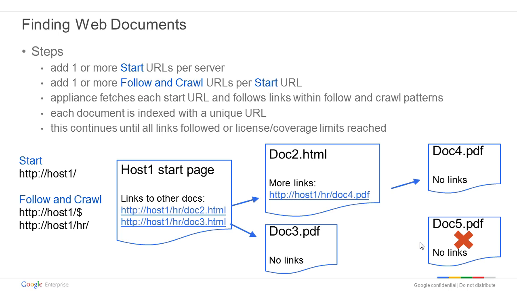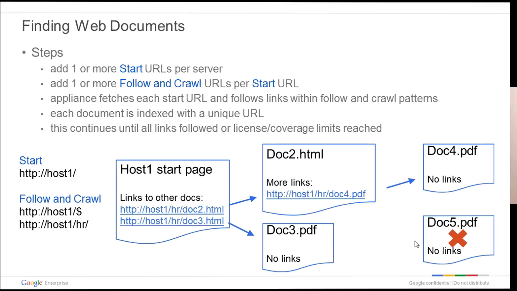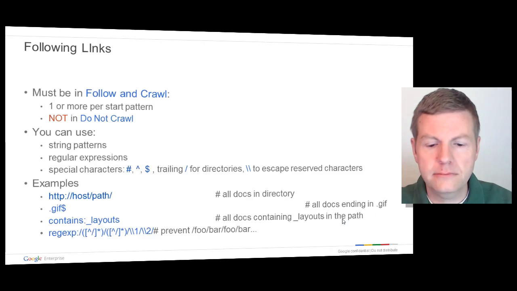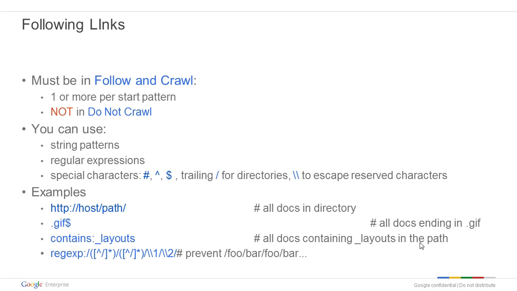The GSA uses the URL as the unique identifier for each document. If two URLs lead to the same document, the GSA will consider them as two documents. As mentioned earlier, each URL must match at least one follow and crawl pattern. URLs can also be excluded using do not crawl patterns.